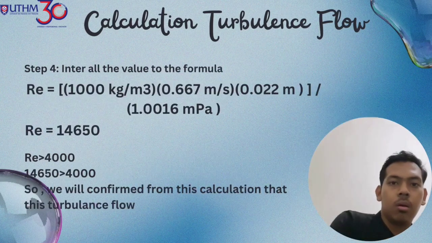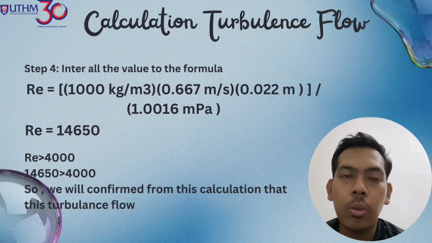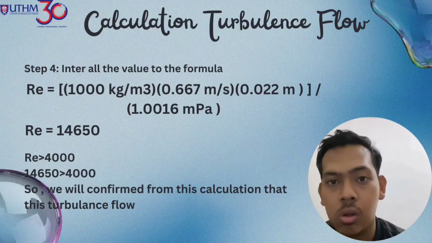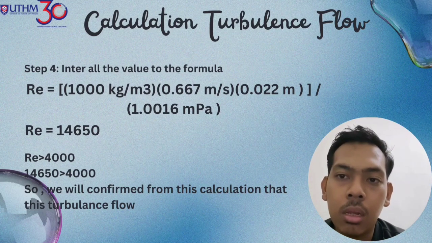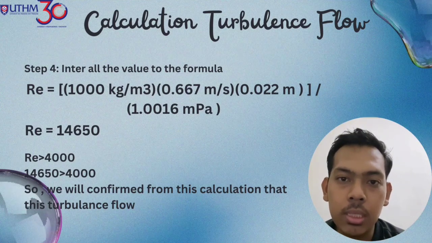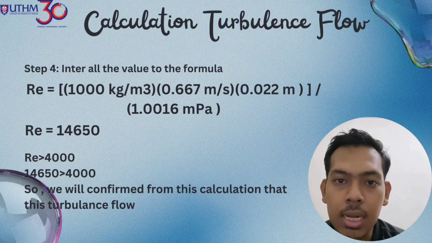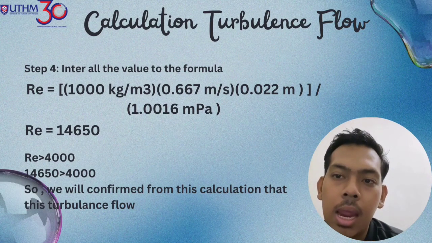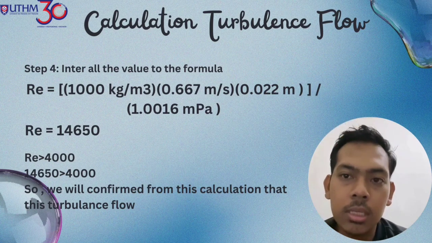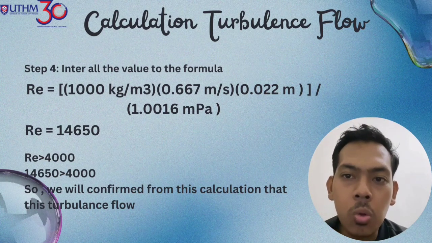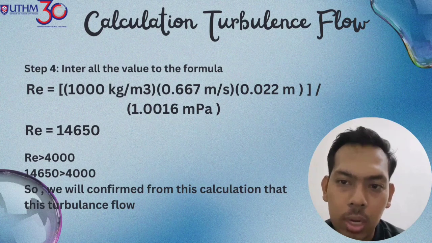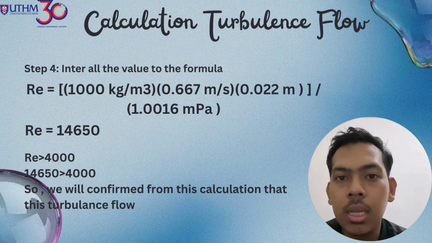For the final part, now that we know all the values, including the velocity, we must enter all the values into the Reynolds number formula. So the Reynolds number is 1000 kilograms per meter cubed multiplied by 0.667 meters per second and multiplied by 0.022 meters, divided by 0.001003 pascal seconds, and we find that the Reynolds number is equal to 14,650. So the Reynolds number is more than 4,000, and we confirm from these calculations that there is turbulent flow. That's all for me. Thank you.